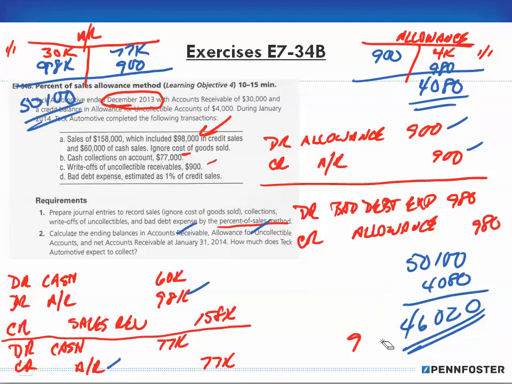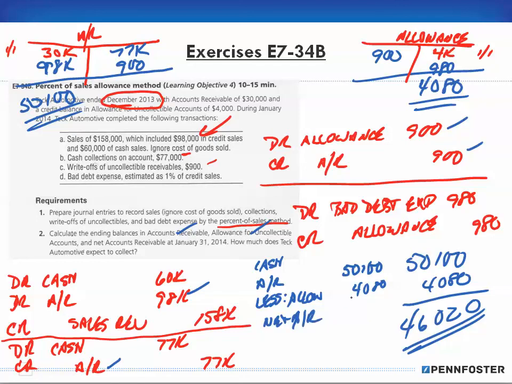Remember, when you're looking at your balance sheet, you'll have cash, then you'll have your accounts receivable, then you have your less your allowance for doubtful account. So you had 50,100 here, and then less your allowance of 4,080 here, and then your net accounts receivable would be this here, $46,020. Okay, so that's it for this exercise.